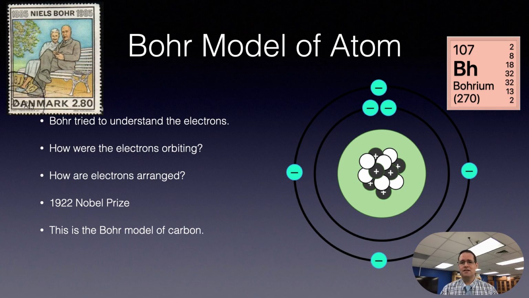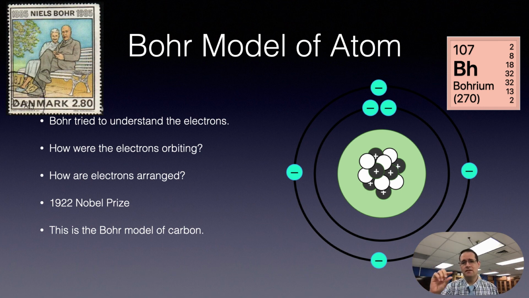Carbon is element 6, so it has 6 protons, and I guess this particular one has 6 neutrons as well in the nucleus. That light green circle is just highlighting where the nucleus of the atom is, where all the protons and neutrons are. And this is not to scale. Electrons are thousands of feet away from that, right?